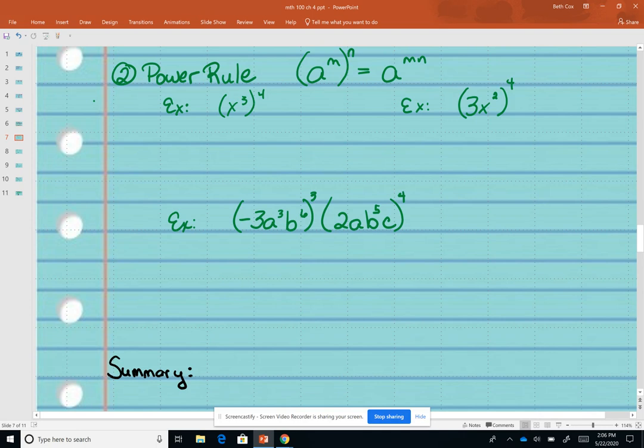The second rule is called the power rule. And so basically you're raising a power to a power. So when raising a power to a power, okay, all right, let's see what we do. So when raising a power to a power, it looks like we're going to multiply the exponents, okay, multiply the exponents. So now this first one, if I multiply 3 and 4, I'll get x to the 12th.